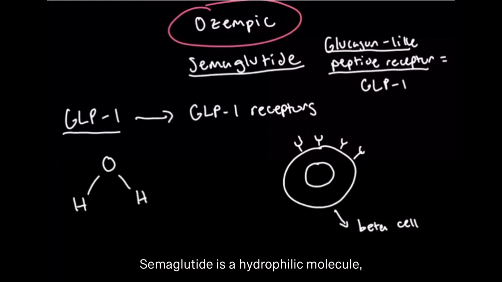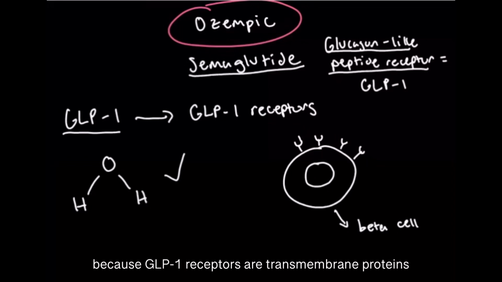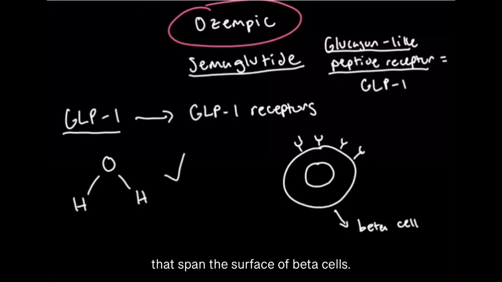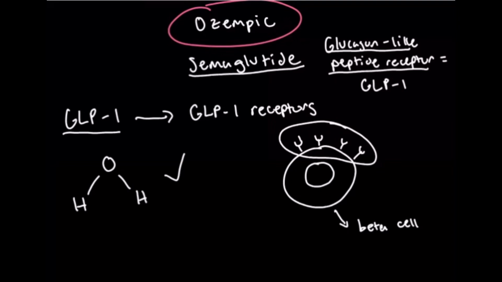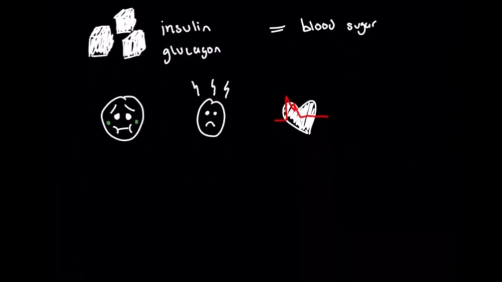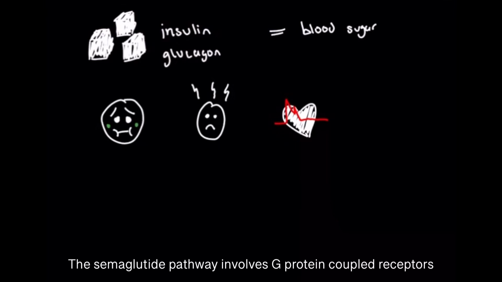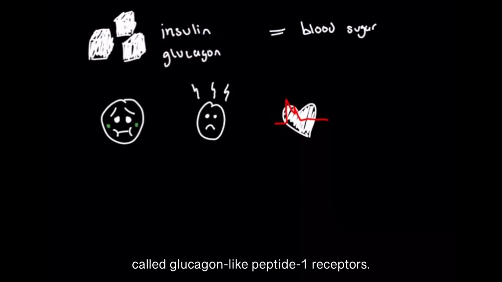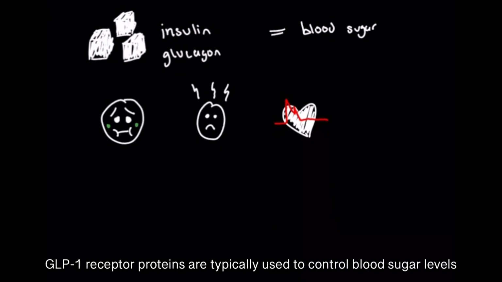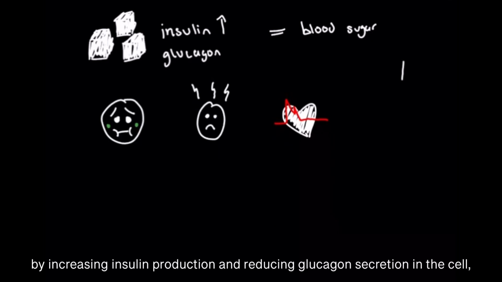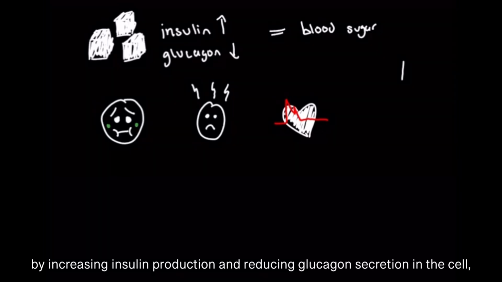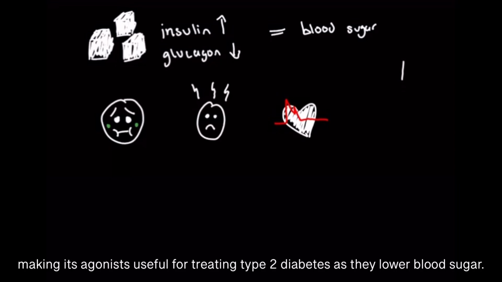Semaglutide is a hydrophilic molecule because GLP-1 receptors are transmembrane proteins that span the surface of beta cells. The semaglutide pathway involves G-protein coupled receptors called glucagon-like peptide 1 receptors. GLP-1 receptor proteins are typically used to control blood sugar levels by increasing insulin production and reducing glucagon secretion in the cell, making its agonists useful for treating type 2 diabetes as they lower blood sugar.